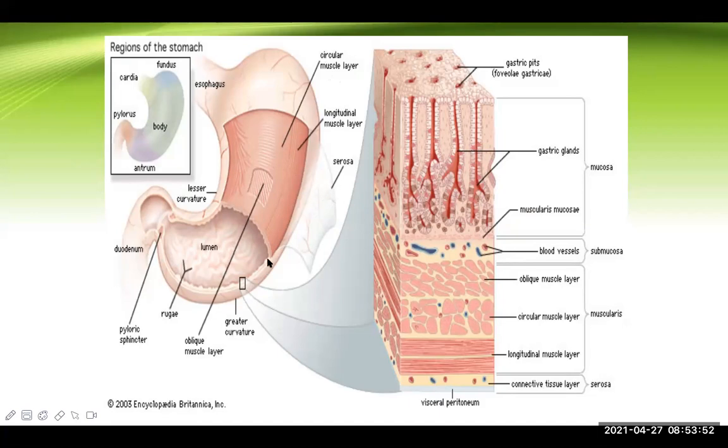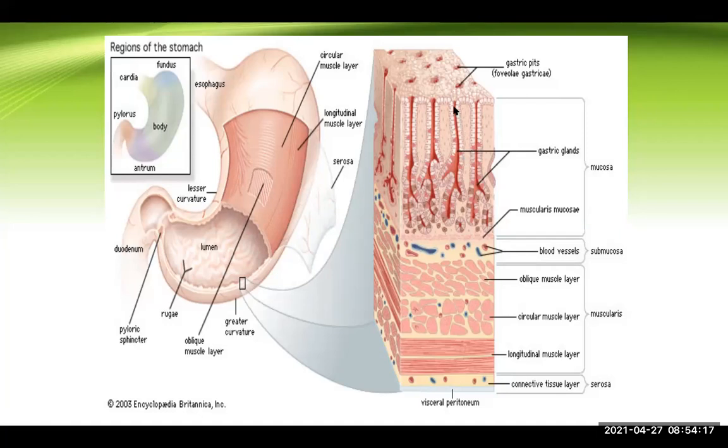The inner two layers you already know. Innermost is mucosa and then submucosa. Now, these are called gastric glands, which are present in the mucosa. These gastric glands are quite long, tubular glands, and they have different types of cells.